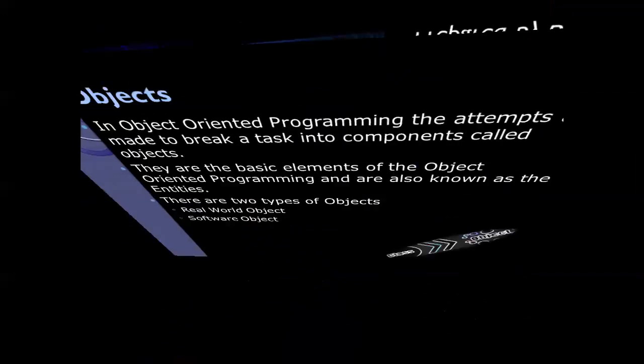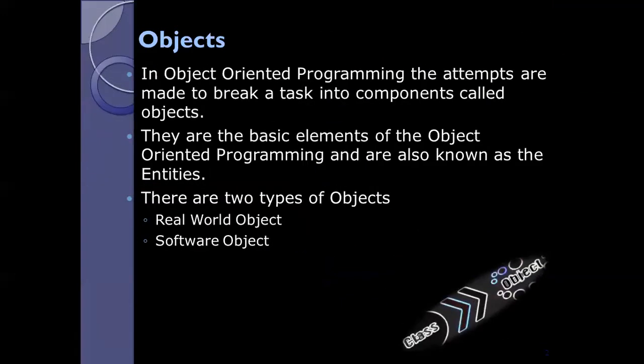This video is for class 9 computer application, chapter number 2, elementary concept of object and classes. What is an object? In the last video we have already learned about object oriented programming. In object oriented programming, attempts are made to break a task into components called objects. These objects are the basic elements of object oriented programming and are also known as entities. Objects are of two types, real world object and software object.